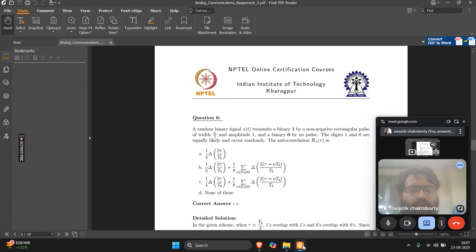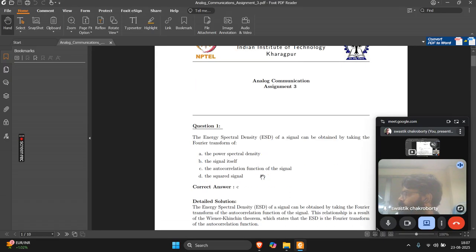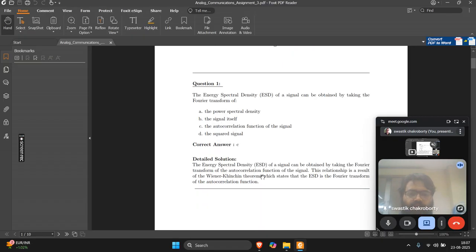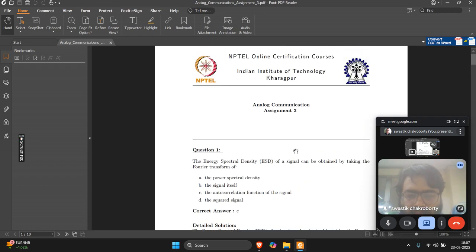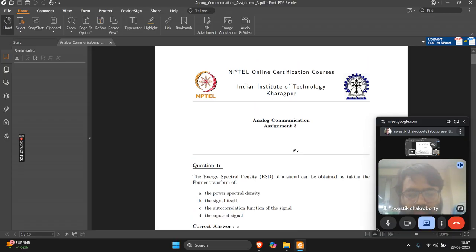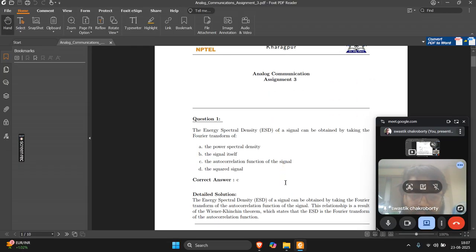Okay, so the first question is that the energy spectral density of a signal can be obtained by taking the Fourier transform of A, the power spectral density, B, the signal itself, C, the autocorrelation function of the signal, and D, the squared signal. So energy spectral density can be obtained by taking the Fourier transform of what function of the signal? Is it the PSD, the signal itself, the squared signal, or the autocorrelation of the signal?